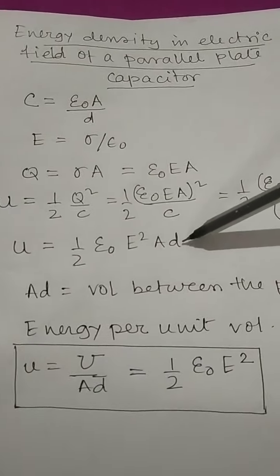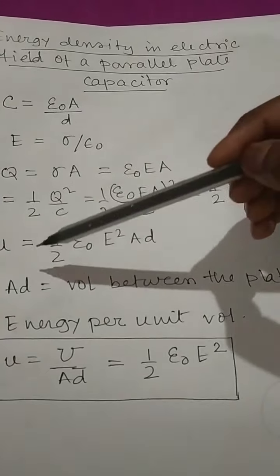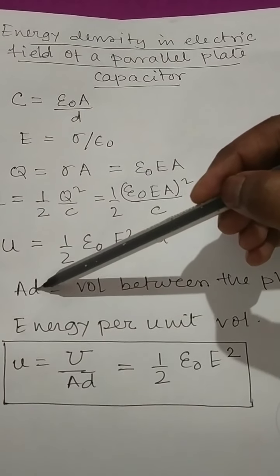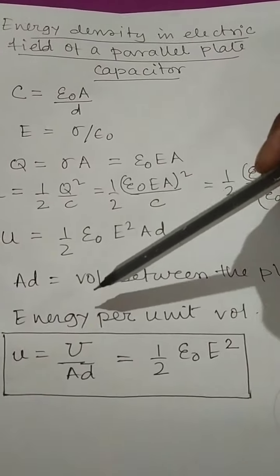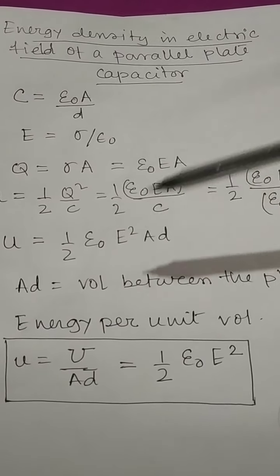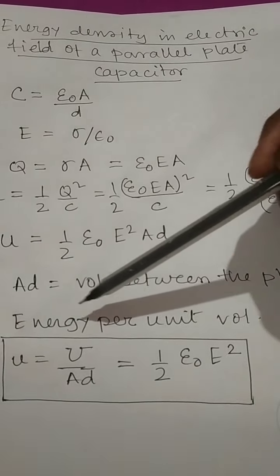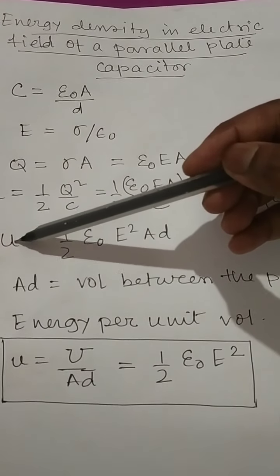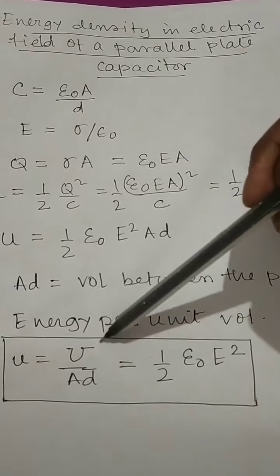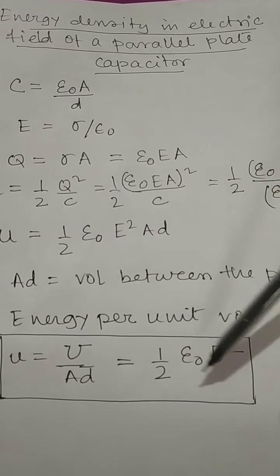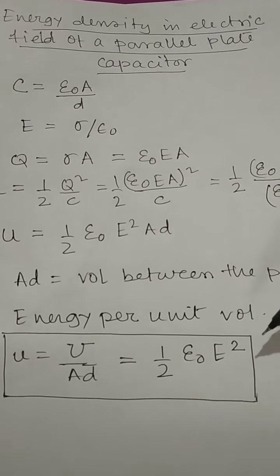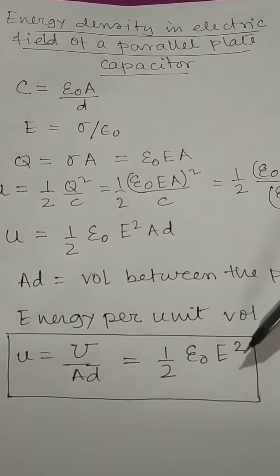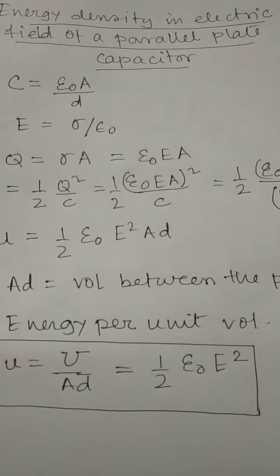Now this A d is the volume between the plates. Since A is the area and d is the distance, area into distance means volume, that is the amount of space between the two plates. So the energy density per unit volume, small u, equals capital U by A d, that is equal to half epsilon naught E^2, where E is the electric field between the two plates.